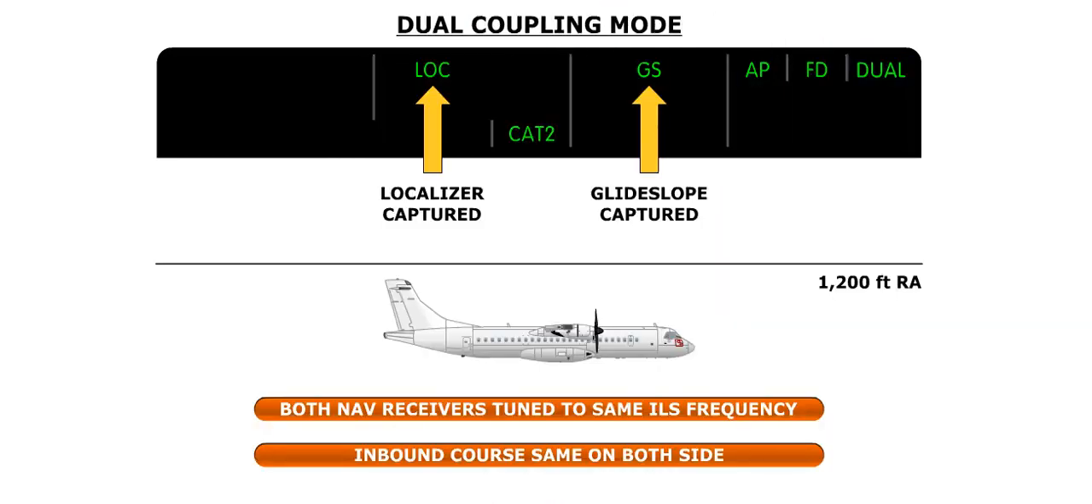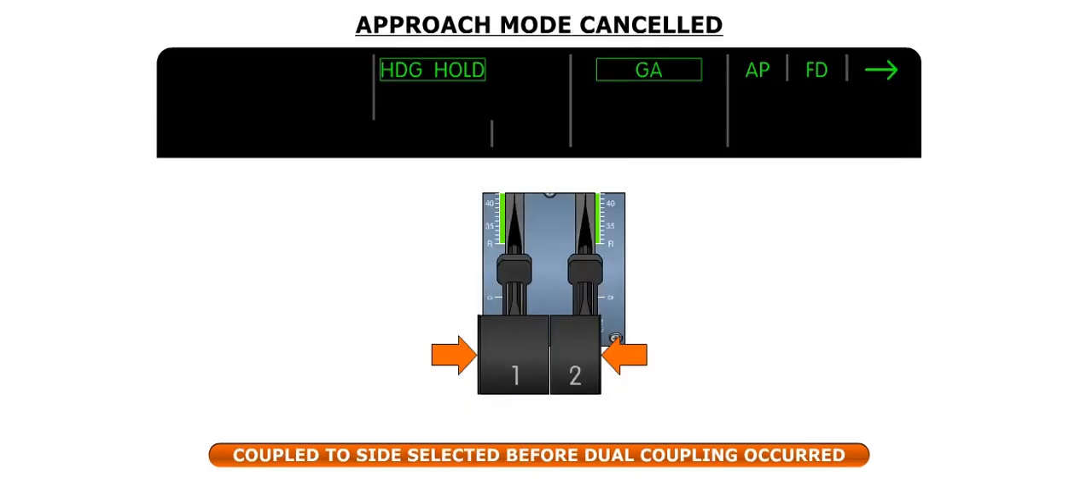Dual coupling occurs automatically after localizer and glide slope capture, provided both nav receivers are tuned to the same ILS frequency, the inbound course is the same on both sides, and the radio altitude is below 1,200 feet. The CACs then use the average value from both receivers to determine the guidance commands to fly the approach. If the approach mode is cancelled, the flight director will remain coupled to the side selected at the time the dual coupling occurred.